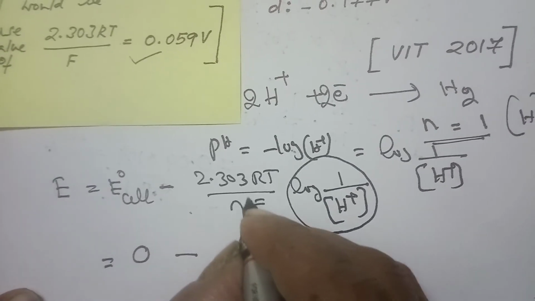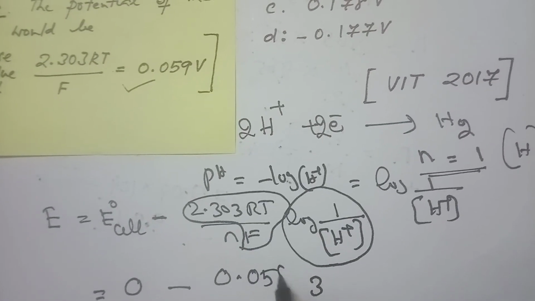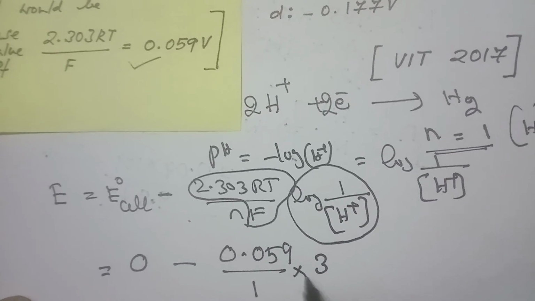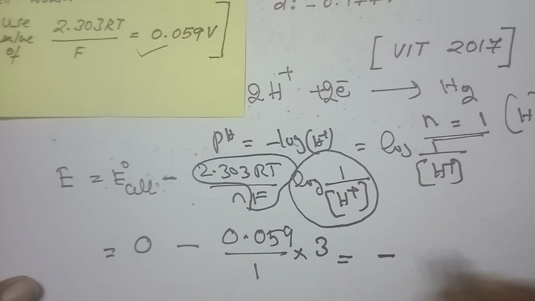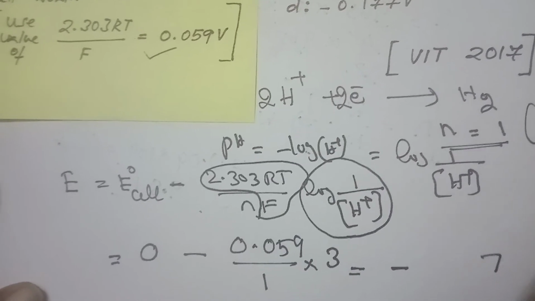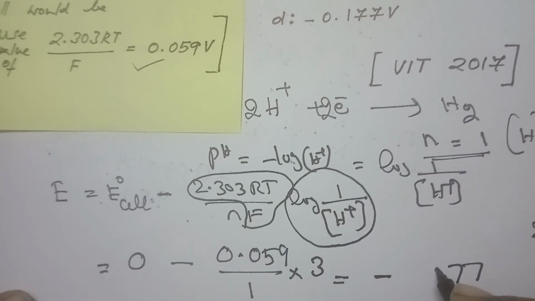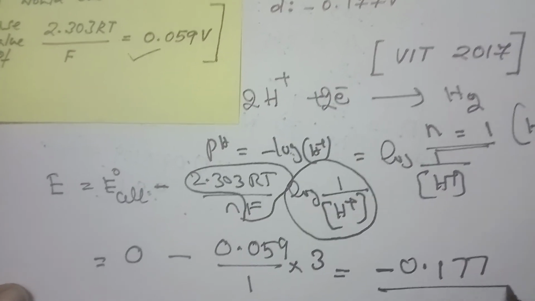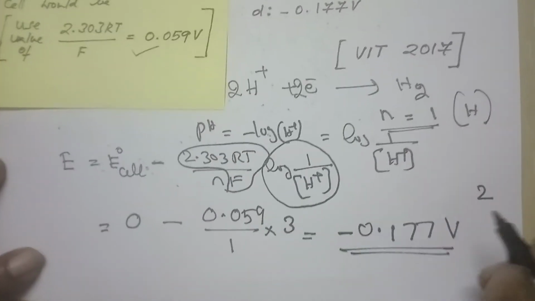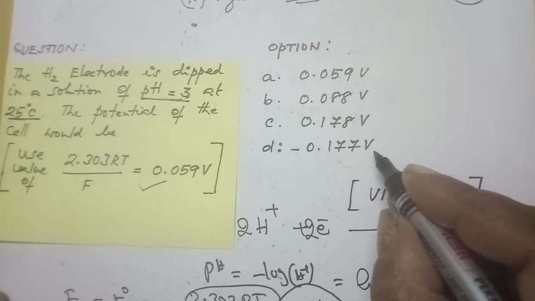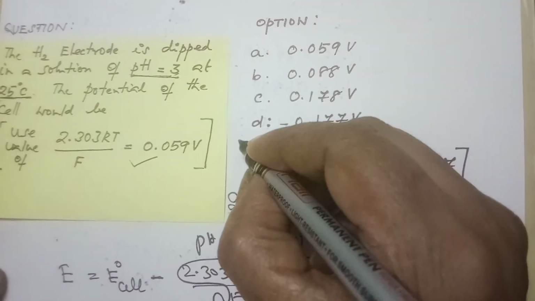Next, the given data is 0.059 divided by 1 into 3. On calculation, minus 0.059 into 3, your answer is 0.177 volt. Now let us verify with the given options: it is minus 0.177 volt. So this is the answer.